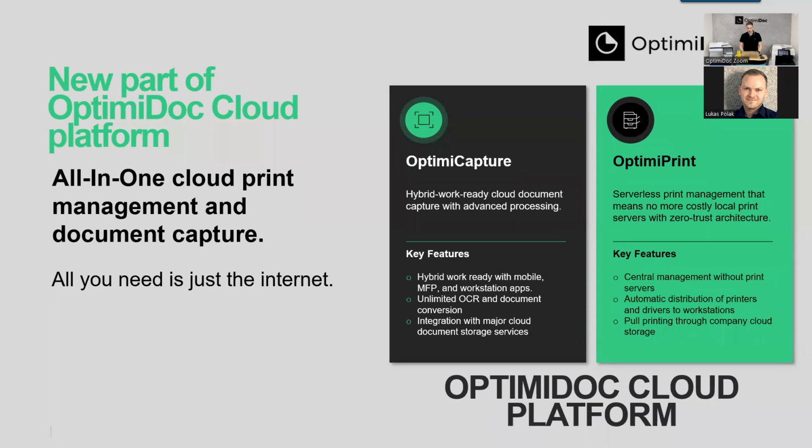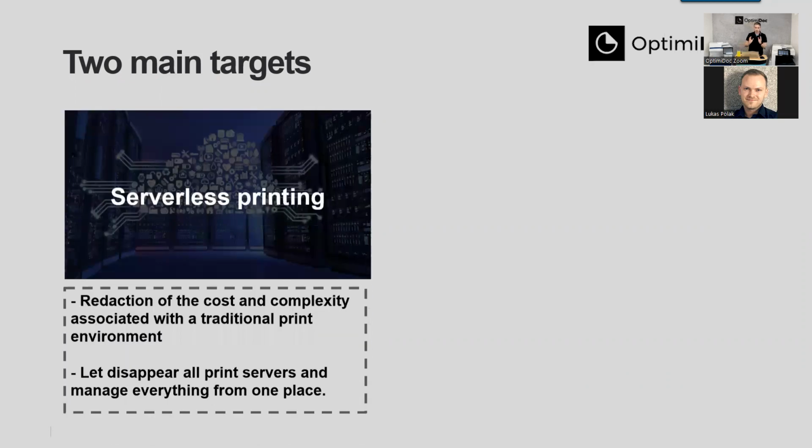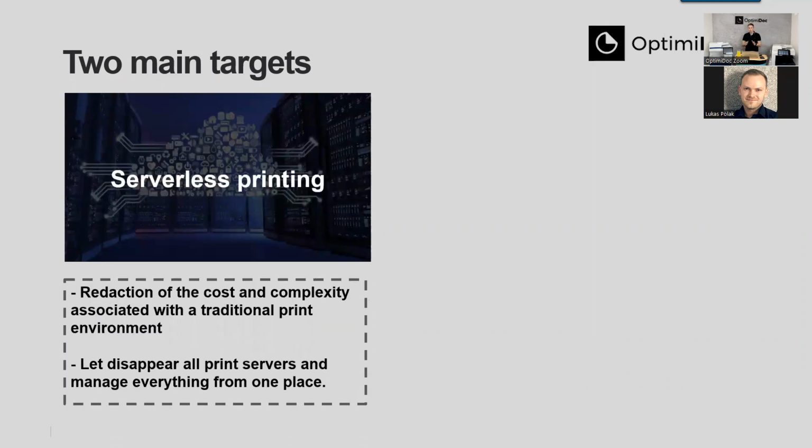So let's have a look at the two main targets we placed before we started development. And the first one was serverless printing. What we see is that there are a lot of customers struggling with the complexity of the print environment. They need to manage the print servers. And of course, it's also related to the cost for the customer.